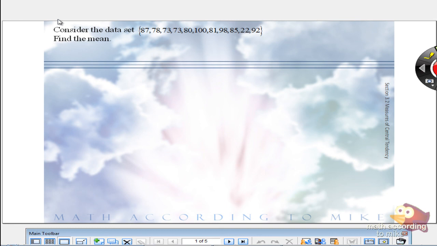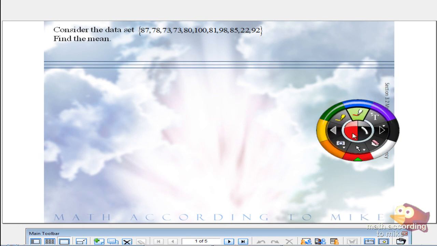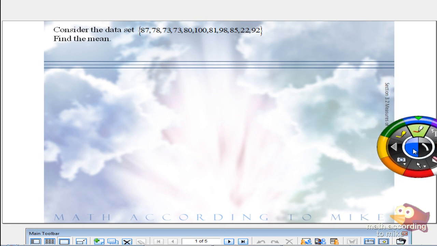Let's find the mean for this data. So this data could represent anything. They could be test scores. They could be the number of Reese's cups I ate for the first so many days of October.